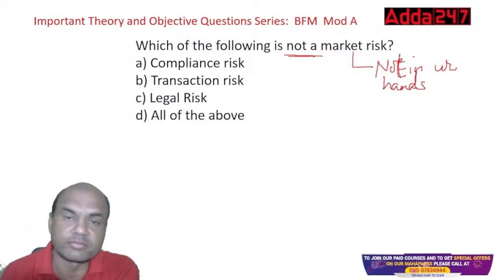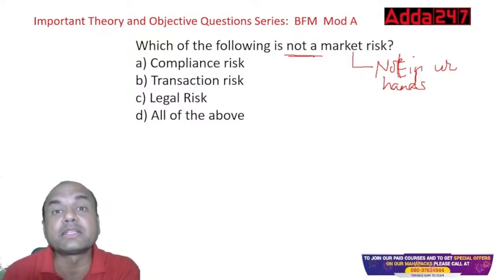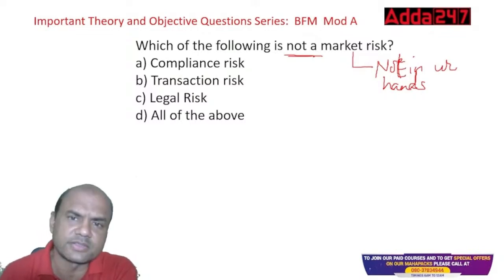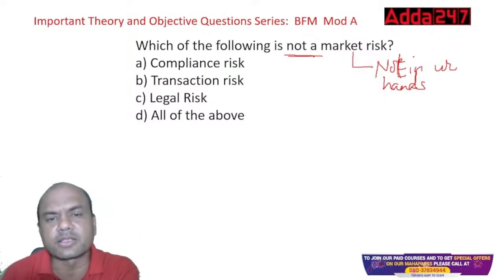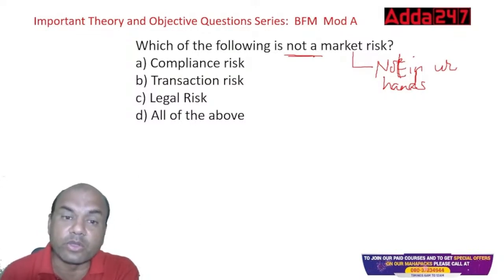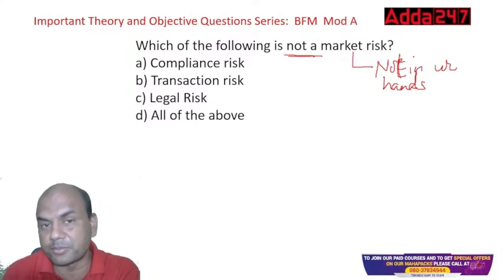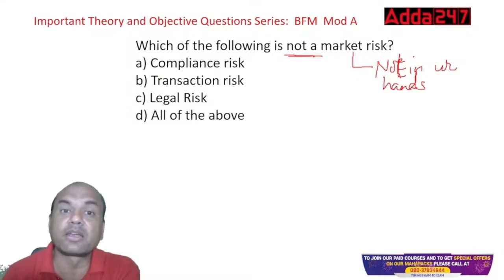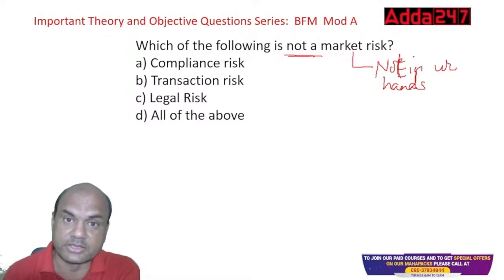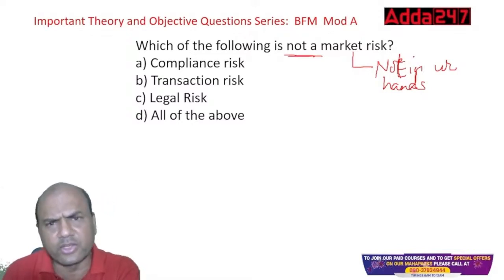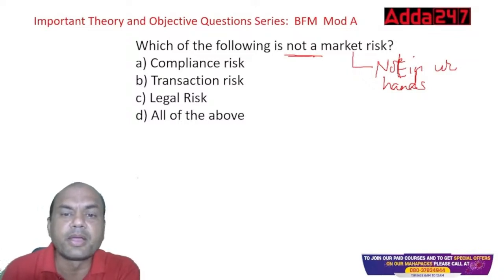Russia-Ukraine war, not in your hands. Then the COVID situation, not in your hands. RBI changing the repo rates, not in your hands. So this is all market risk. So which of the following is not a market risk? Compliance risk. Compliance means submitting the returns or submitting the consent documents to RBI. It's in your hands. You have to follow the compliance. So it is not a market risk.